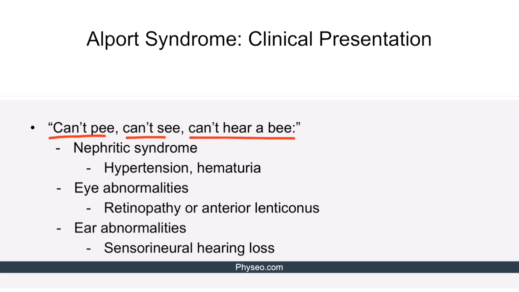Additionally, they have eye abnormalities like retinopathy or anterior lenticonus. This is because the basement membrane of the retinal vessels and the stroma of the lens contain type 4 collagen. Anterior lenticonus is anterior conical protrusion of the lens into the anterior chamber. Finally, since the basement membrane of the cochlea contains type 4 collagen, Alport syndrome can also induce sensorineural hearing loss.